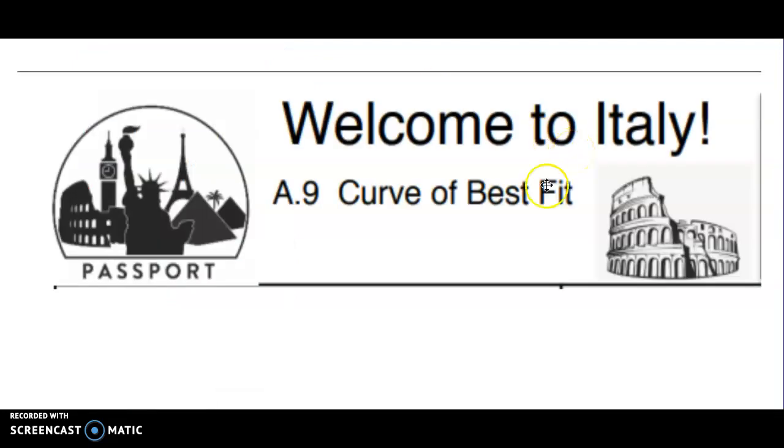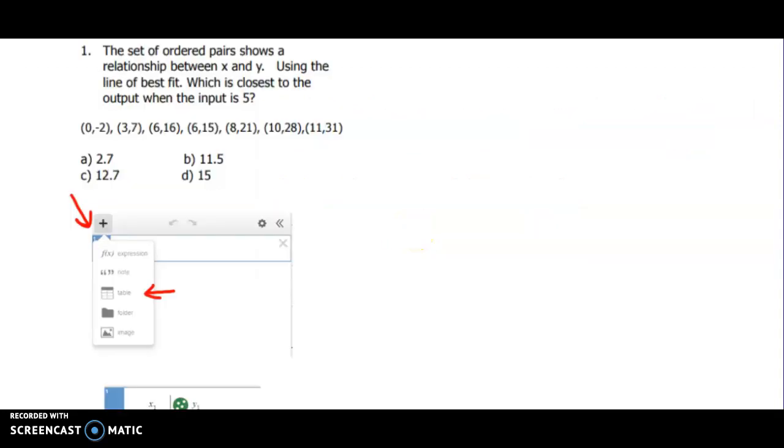I'm doing Italy, where we're doing line and curve of best fit. So number 1 says the set of ordered pairs shows a relationship between x and y. Using line of best fit, which is closest to the output when the input is 5? Whenever you're given a set of data or a set of points and you're asked to make a prediction, we are going to use our line and curve of best fit steps.